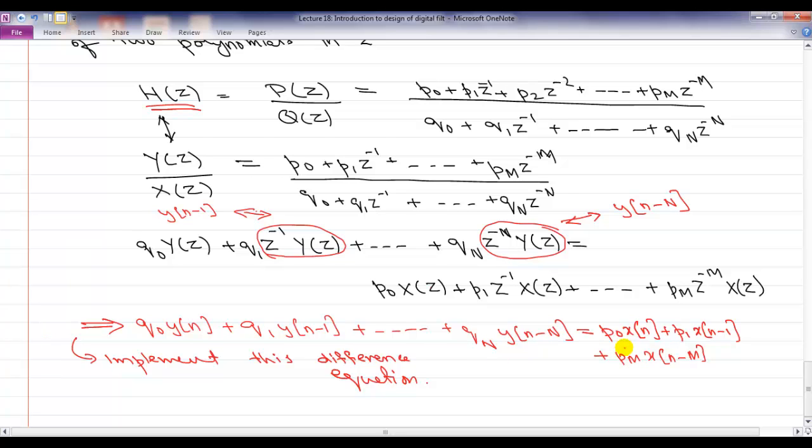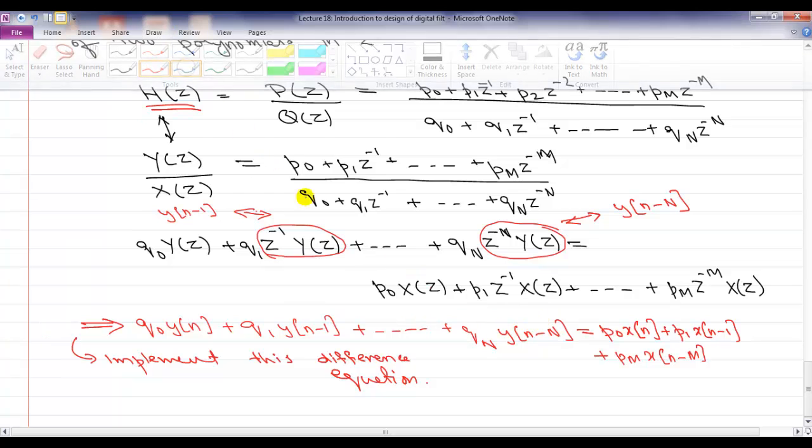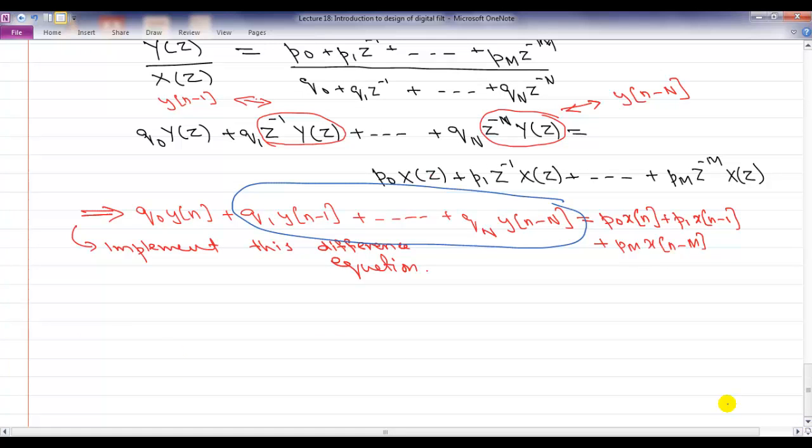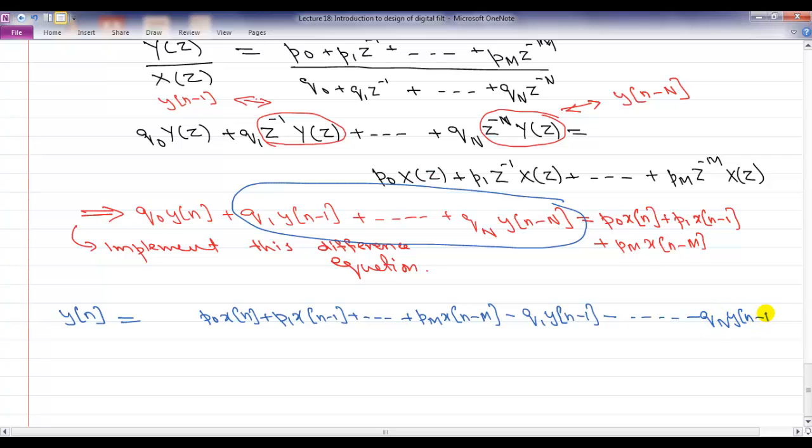Why? Because all this difference equation is saying is that your current output, so you can actually move all of these other terms to the right hand side, and I will get an equation in terms of y of n. So what I'll get is that y of n equals P0 x of n plus P1 x of n minus 1 plus Pm x of n minus m. Then I bring the other things here, minus q1 y of n minus 1 minus qn y of n minus capital N, and then I just divide it by q0, which is just a coefficient, a scalar.